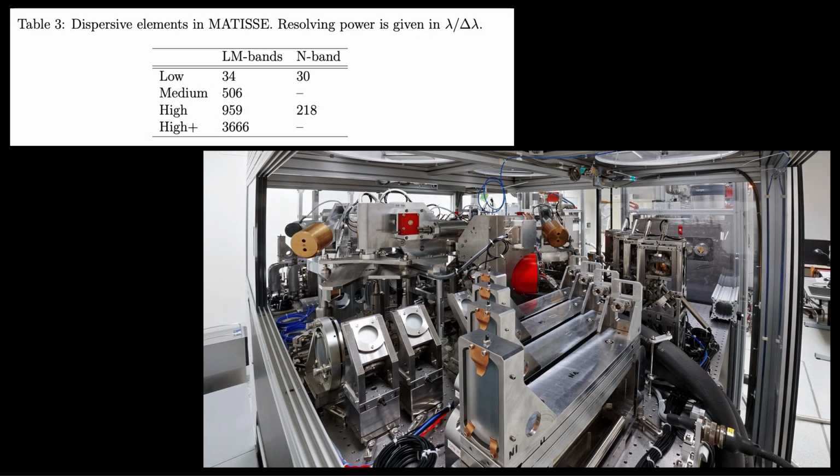MATISSE provides different spectral resolutions: low of 30, medium of 500, high of 1000, and very high of 3300 in the L and M bands, and low of 30 and high of 220 in the N band.